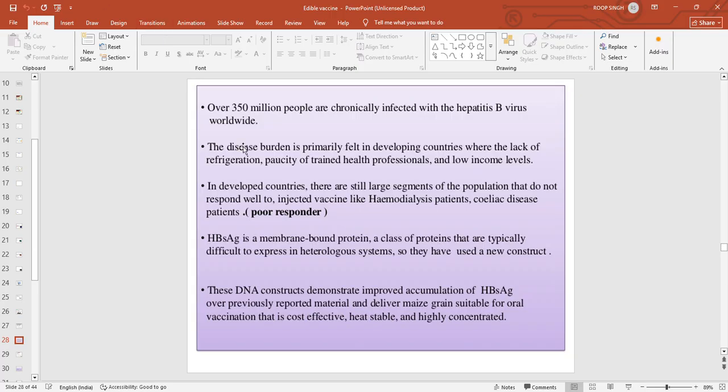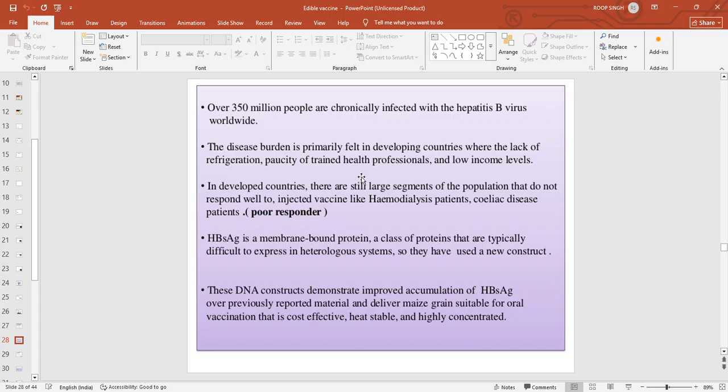In the case of hepatitis B virus, over 350 million people are chronically infected worldwide. The disease burden is primarily felt in developing countries, where there is a lack of refrigeration, a lack of trained health professionals, and low income levels. So in these developing countries, an edible vaccine can be of better use because you don't need a cold storage facility.